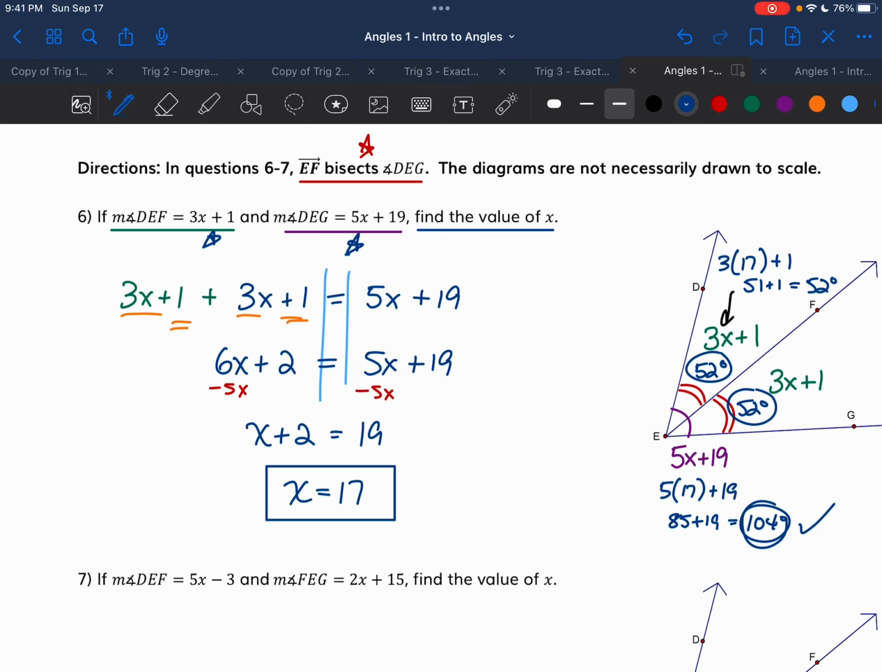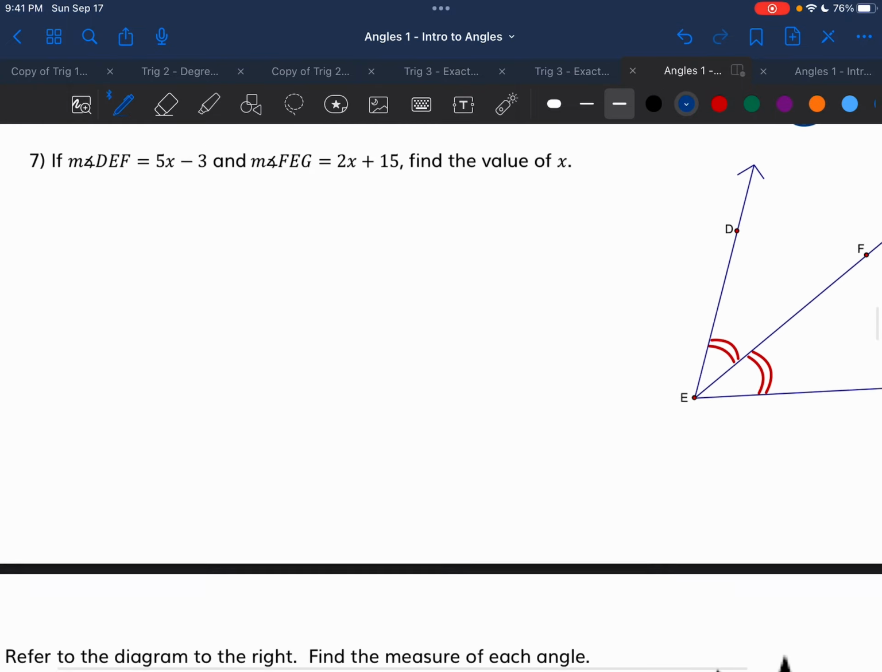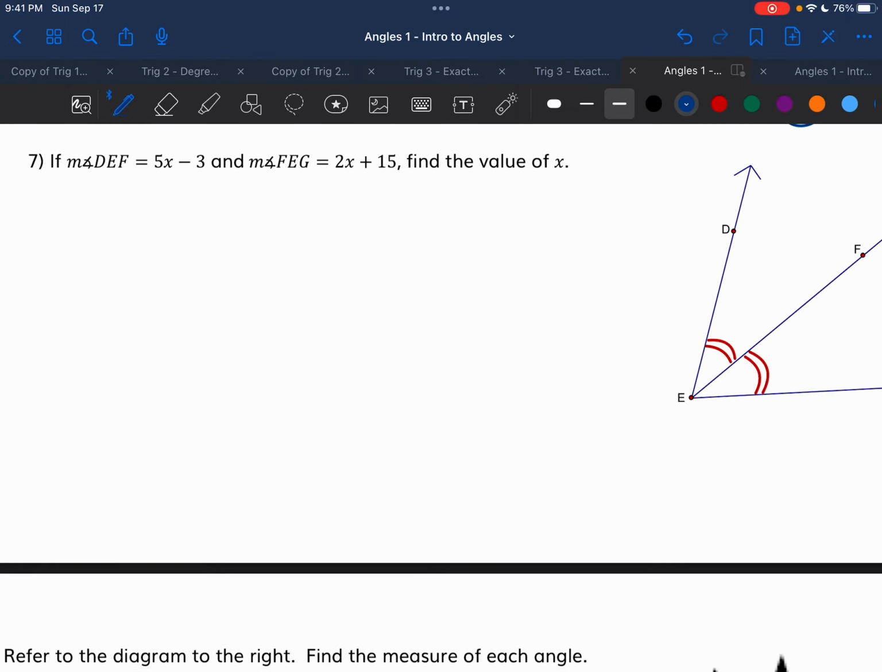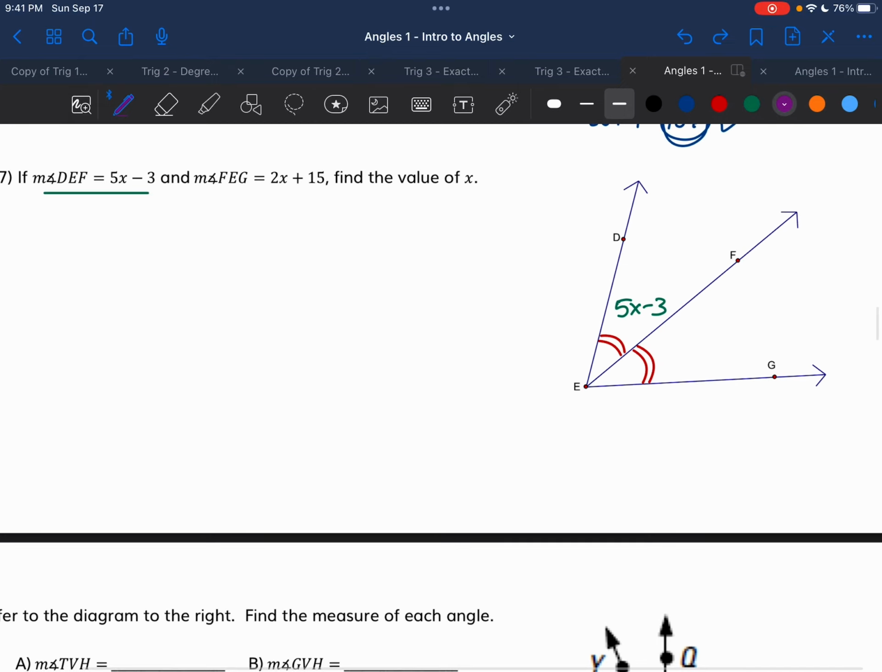Same deal though, we'll go down to question number 7. We already have, because of the whole copy paste thing I just did, the idea that yes, there was an angle bisector, so these two angles have to be the same. Cool. DEF says 5x minus 3. So I'll still put my 5x minus 3 in DEF because that's what happens when I connect the dots. And then the measure of angle FEG is 2x plus 15.